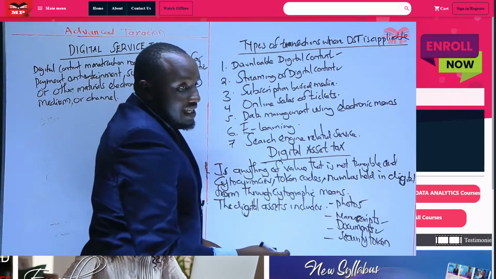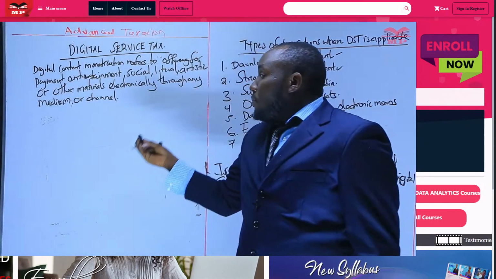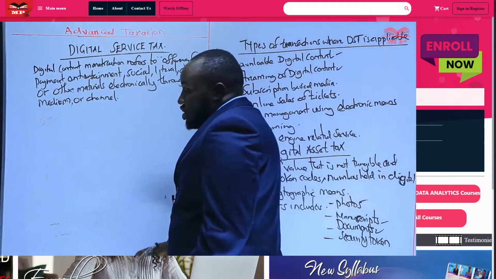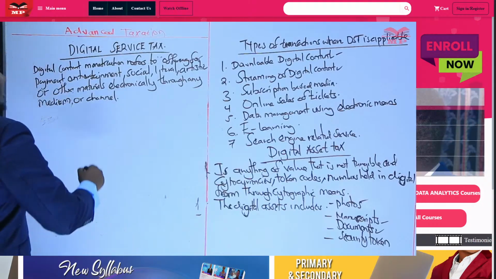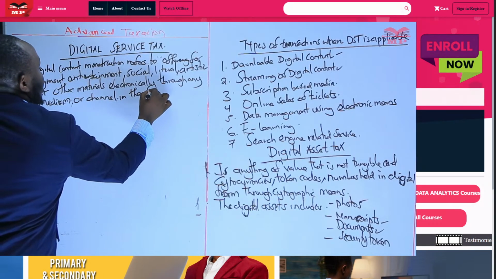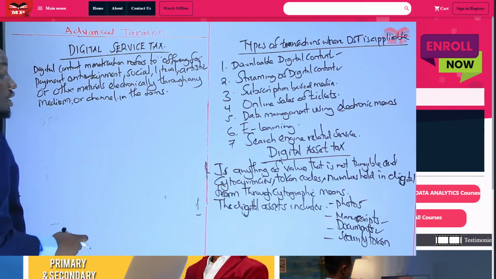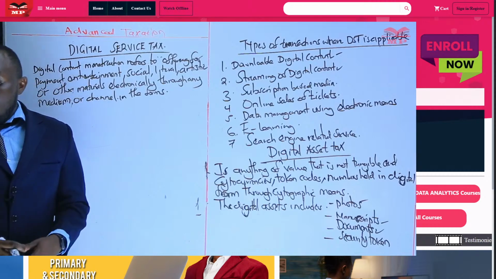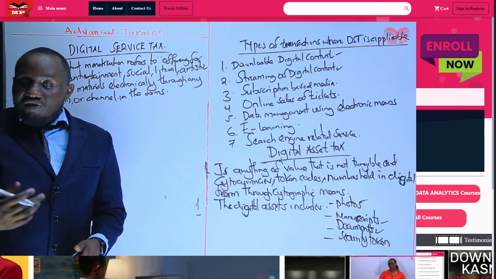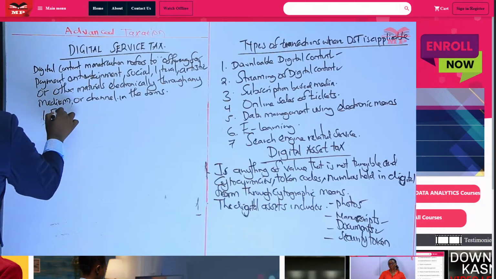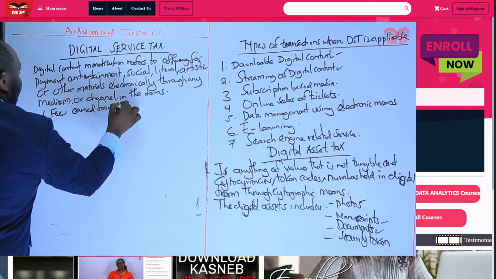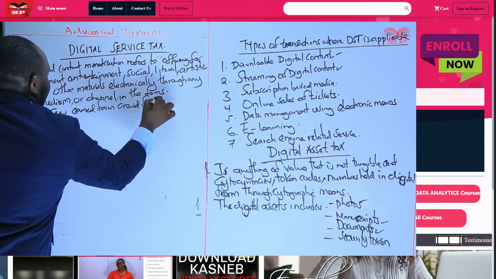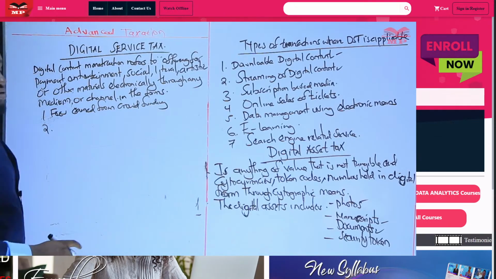When you offer entertainment through electronic media for payment, that is digital content monetization, like the musician. And then we can talk about the following forms. What are these forms that we offer for payment? One is fees earned from crowdfunding.